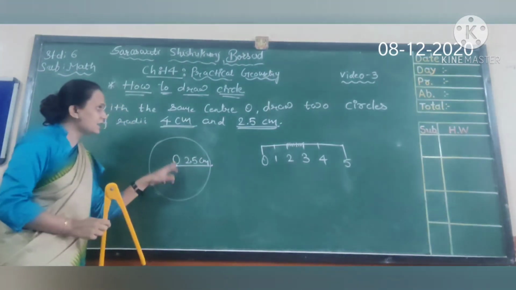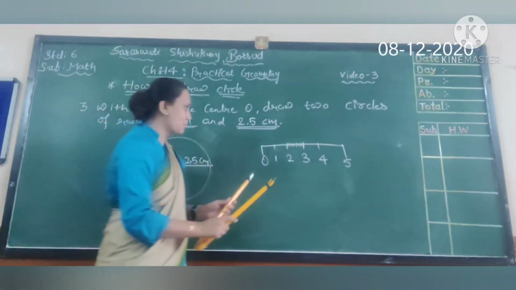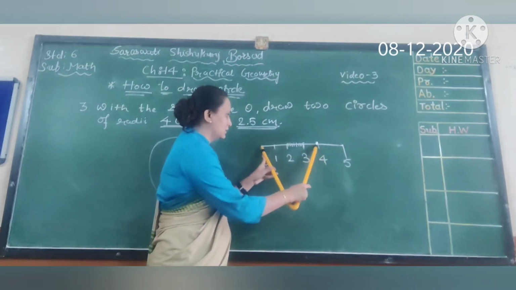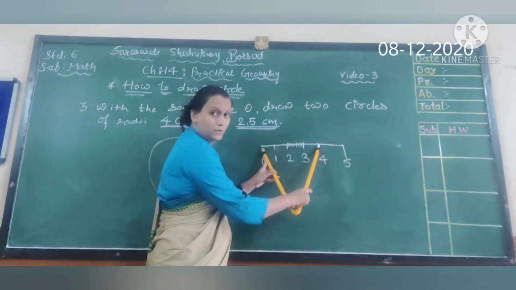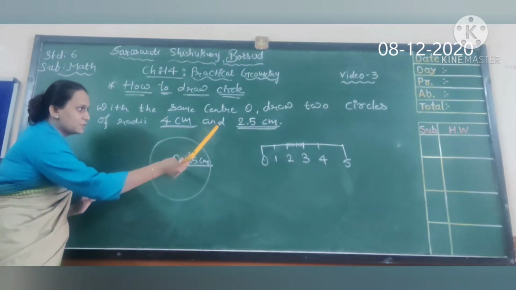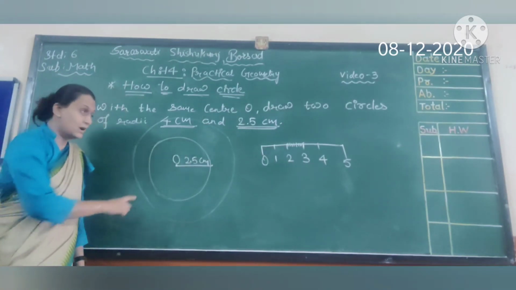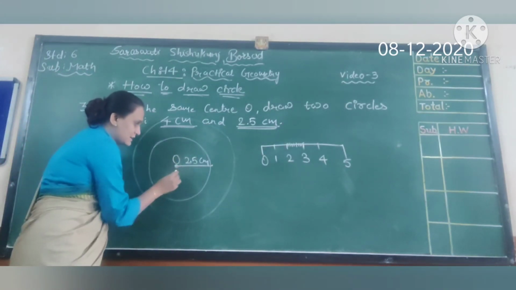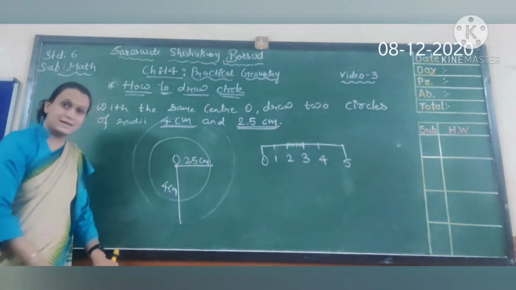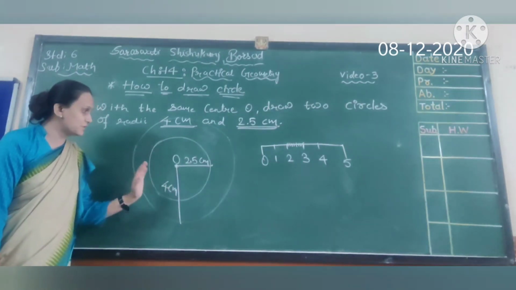Now, with the same center we want to draw a circle with 4 centimeter. So, with the help of compass, we are going to take a measurement from 0 to 4 here. Okay, 0 to 4. Now, with the same center, from O, we have to draw a circle with 4 centimeter. So, here you can see another circle. Okay. The center is common, so we have drawn a circle with 4 centimeter. So you can see here two different circles with two different radii.